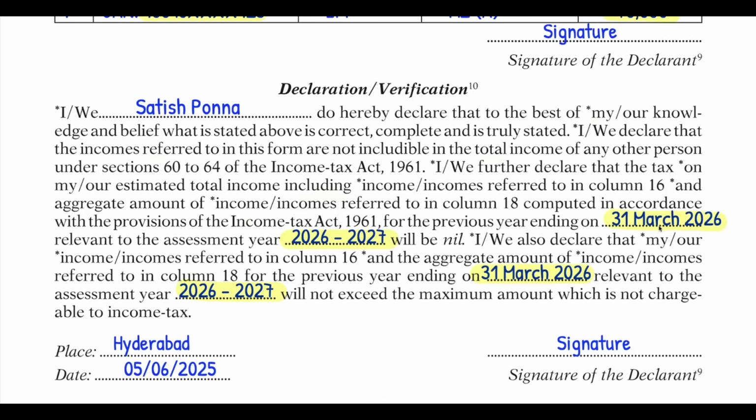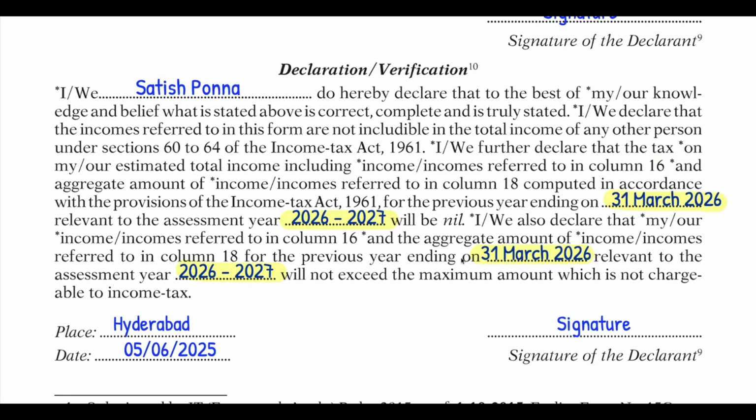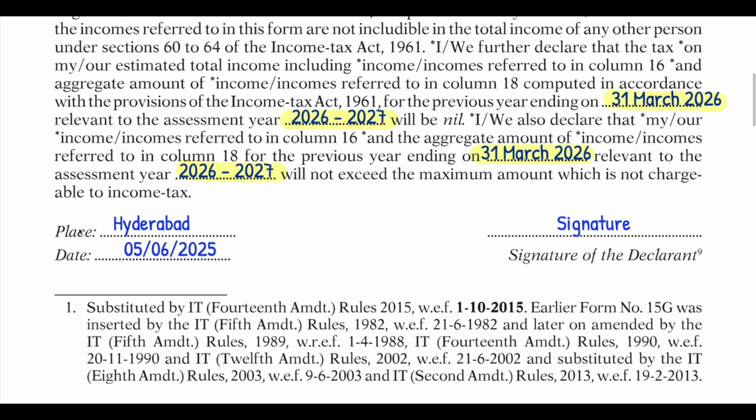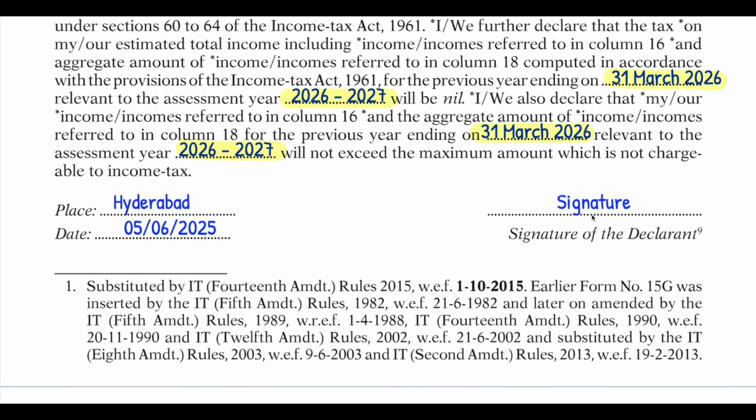Next, you have to mention the assessment year. The year next to the financial year is called the assessment year. It is 2026 to 2027. Same details you have to write again. Here you can see previous year ending on is 31 March 2026 and assessment year is 2026 to 2027. Next, mention the place in which you are residing and the date on which you are applying for the EPF withdrawal, and again put your signature here.